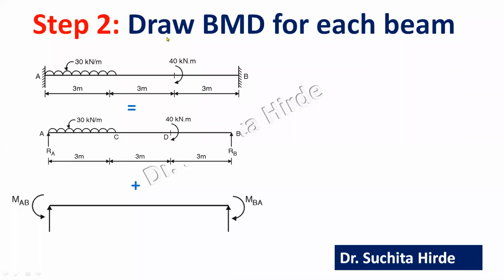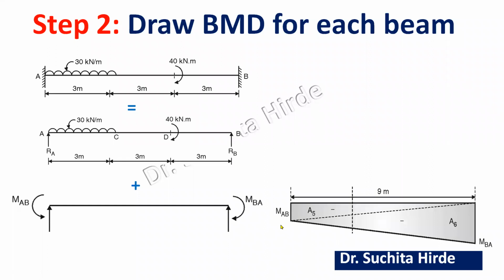Step number 2 is to draw the bending moment diagram for each beam. Each beam means the beam with given loading and beam with the end moments. So first of all, we will see the bending moment diagram for the moments. It is a trapezium like this, MAB and MBA. And since it is hogging, I am considering here hogging moment. I have written minus here inside the diagram.